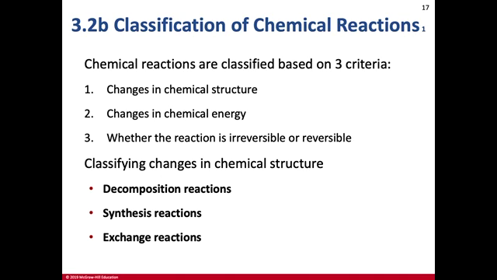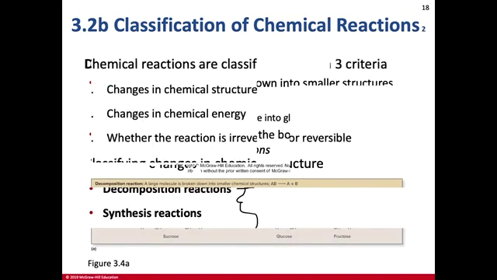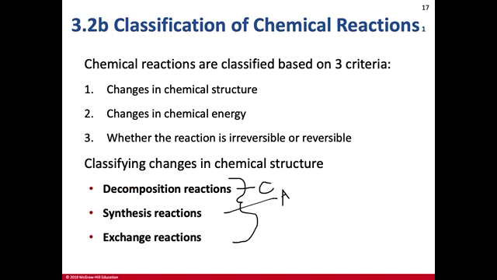Chemical reactions can result in changes in chemical structure and energy, and can indicate whether the reaction is practically, in real terms, irreversible or reversible. The three main types of reactions we'll address are decomposition reactions, synthesis, and exchange reactions. Decomposition reactions are catabolic reactions, synthesis reactions are anabolic reactions, and exchange reactions can be either, okay?